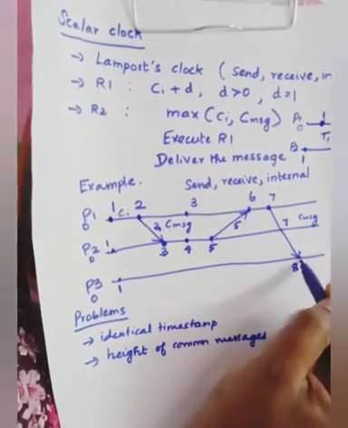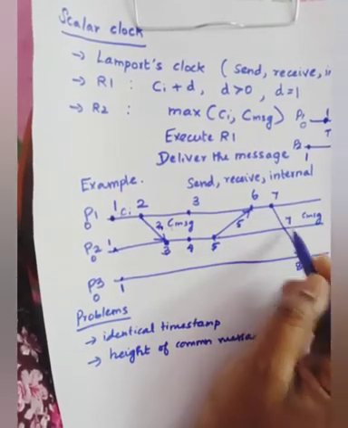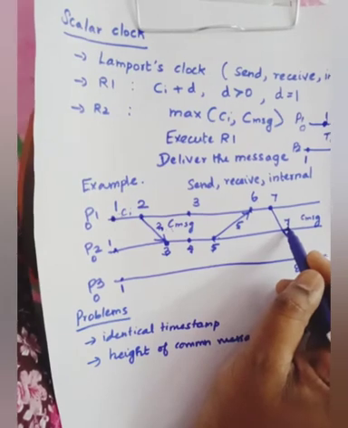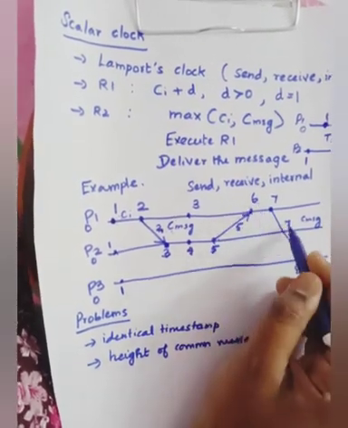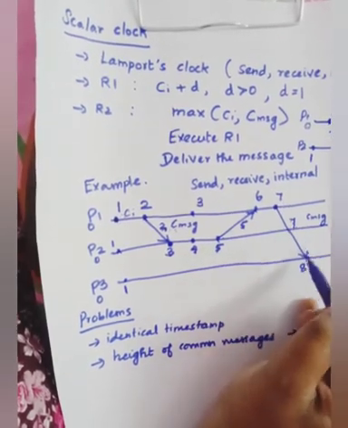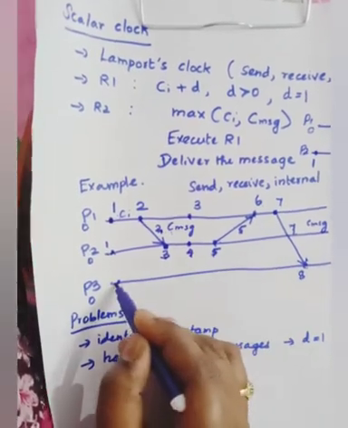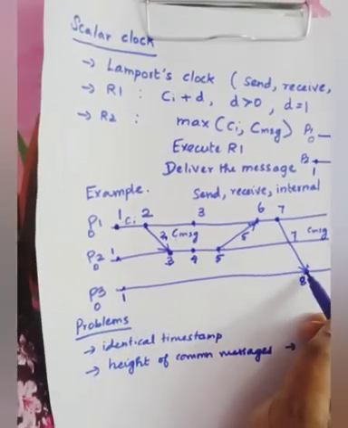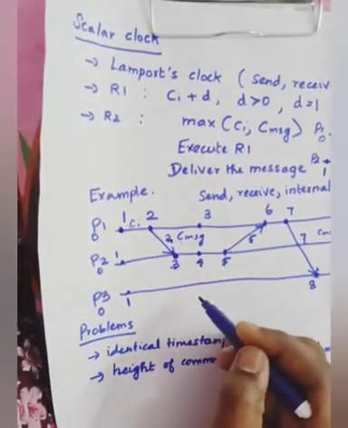Now a send event happens here. In order to send a message, 7 will be the timestamp which will be sent along with the message to process P3. 6 and 7 will be compared. Which is maximum? 7 is maximum. So to determine the timestamp of the receiving process, 1 plus 7 is 8. So this is how we determine the timestamp using a scalar clock.